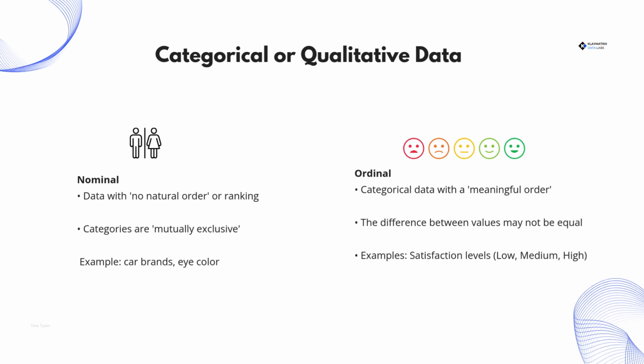Unlike nominal data, ordinal data has a meaningful order. Imagine a customer satisfaction survey with choices like poor, good, and excellent. You know that excellent is better than good, but the gap between them isn't always equal. This is useful when ranking preferences, but it doesn't allow precise calculations.